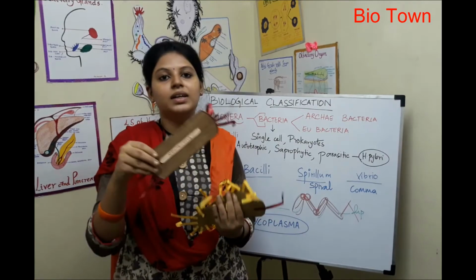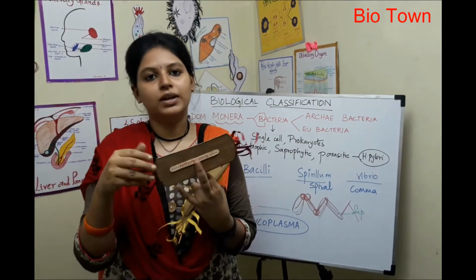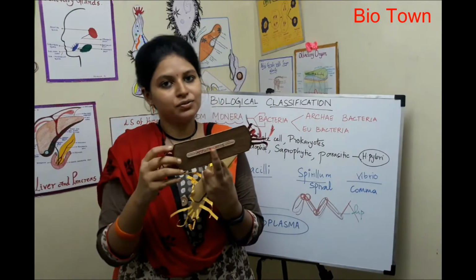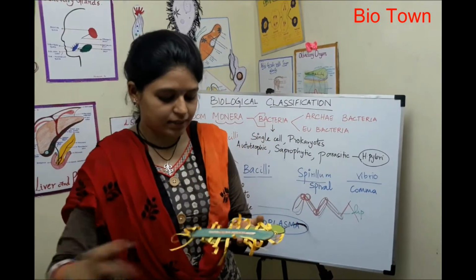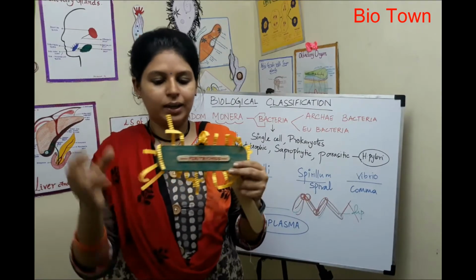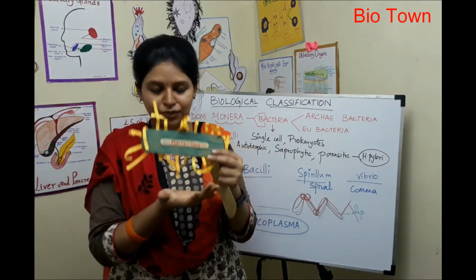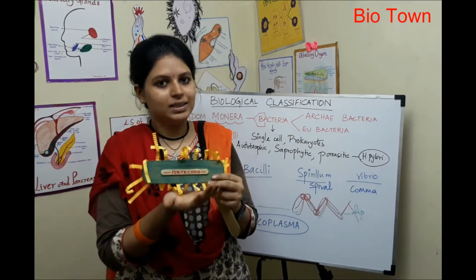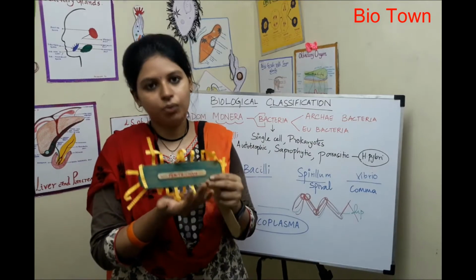Next is amphitrichous. It's totally opposite to lophotrichous, where the tuft of flagella is seen on both sides of the bacterium. Next is peritrichous. Example, Escherichia coli, E. coli, where the flagella are scattered fully over the cell surface, on the cell wall.